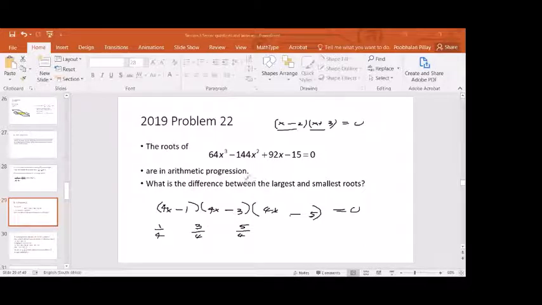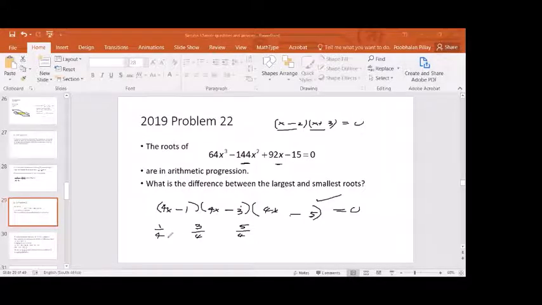The only thing is you don't know about the 144 and 92 because all this is a guess. So you have to multiply this thing out. And when you multiply the whole thing out, with the 3 factors multiplied out, you will get this. It actually turns out to be exactly the same polynomial. So whatever this guess was, it's correct. So these are the 3 roots.